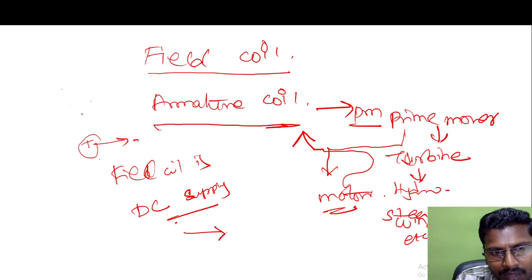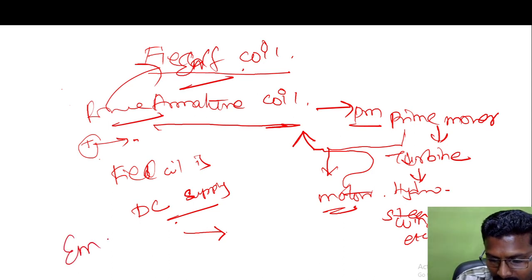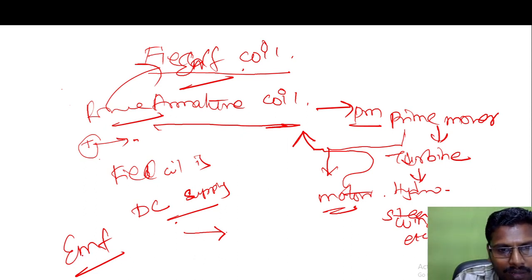Now the field coil flux and the armature coil flux will be linked to each other, which will create a force. The force is named as EMF, electromotive force. So this is the basic principle of operation behind the DC separately excited generator.